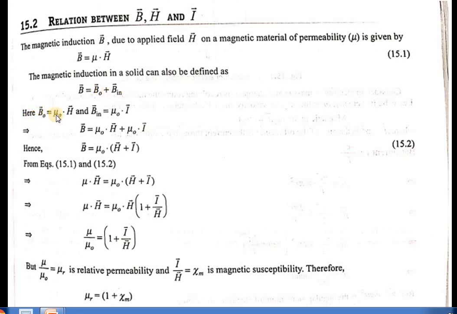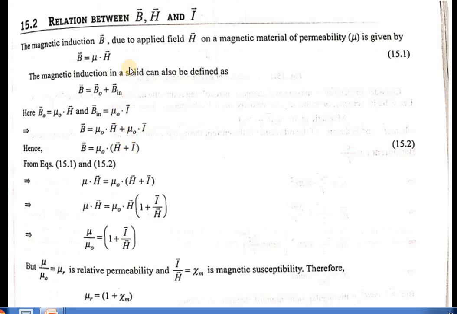Here B0 = mu naught H is the flux generated by the external magnetic field, and B in is the flux generated by the intensity of magnetization, so B in = mu naught I. Substitute these two values in the above equation. You get B = mu naught H + mu naught I. In both terms mu naught is common, so B = mu naught (H + I). Let this be equation 2.